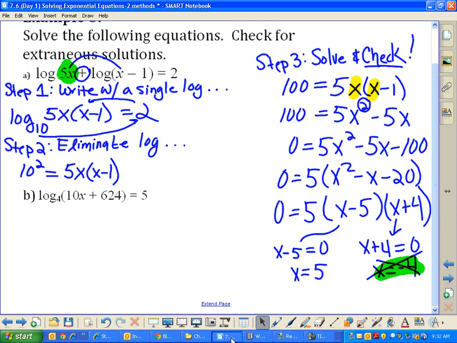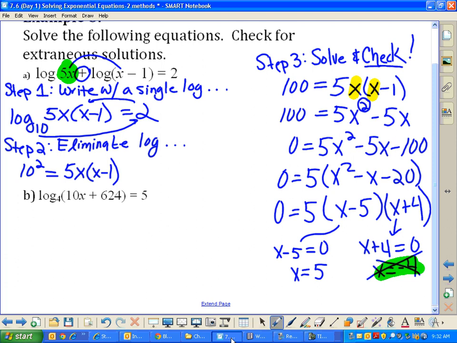For instance, part B. So here's our 3-step approach to solving for x in a logarithmic equation. Step 1, we're supposed to write with a single logarithm. Well, hey, that only says log 1 time, so that step doesn't need to be done. Step 2, you have to get rid of the log. In this case, I see log base 4. And just for giggles, this time around, instead of using the log cycle, I'm going to exponentiate.